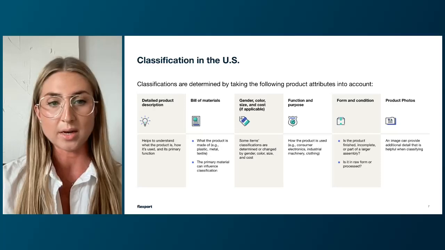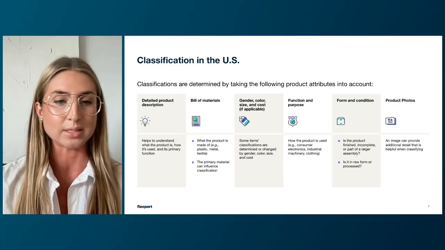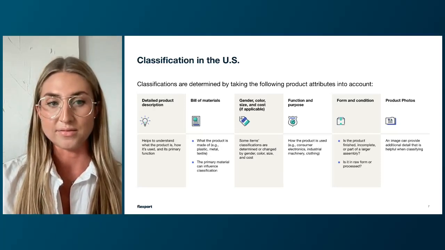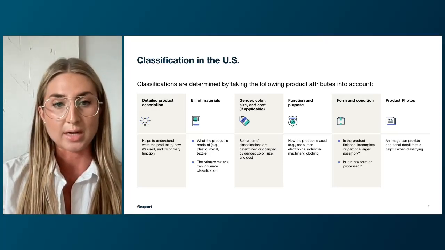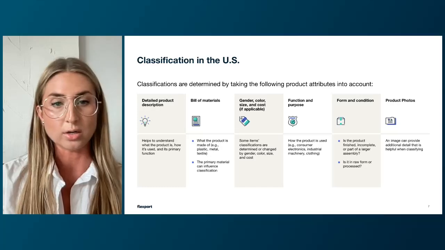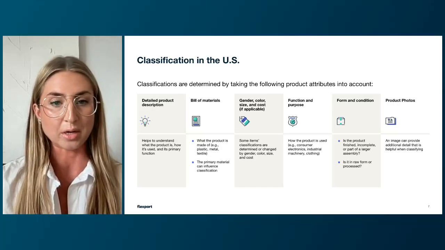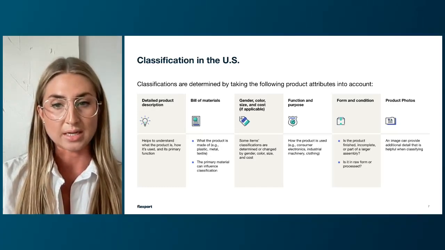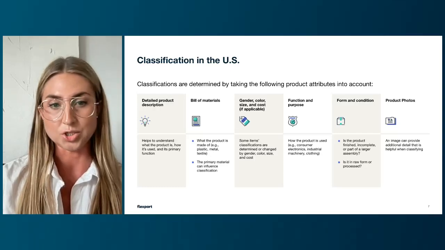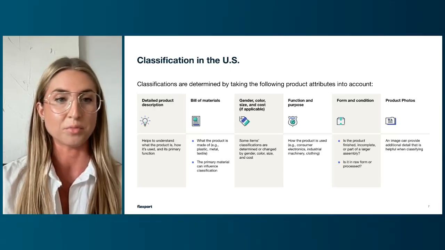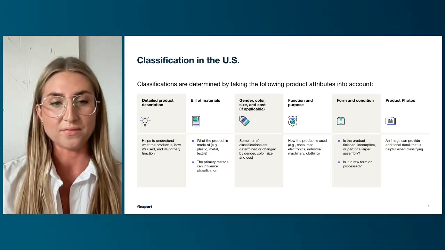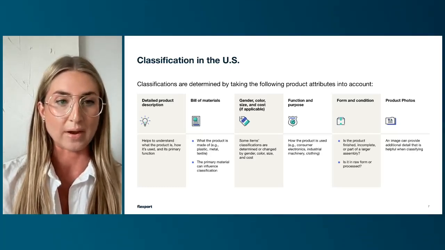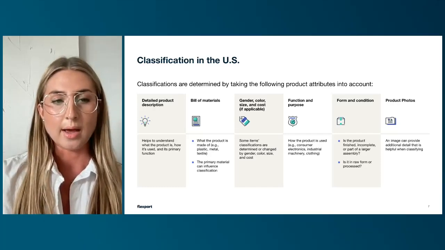the bill of materials. So what is the product made of? Is it plastic? Is it metal? Is it textile? This can influence classification most of the time. Sometimes we will also ask for gender, color, size, and cost if this is applicable. Some items' classifications will be determined by this. This information is not available for all products, of course, but if this is available, it's great to provide this to the professional that's assigning your product the classification.